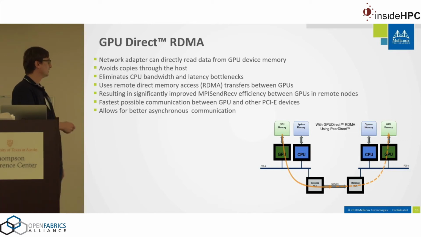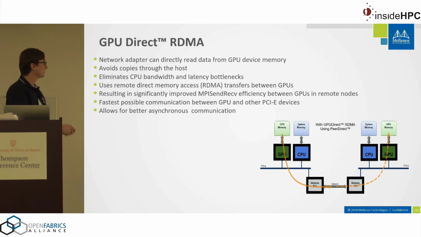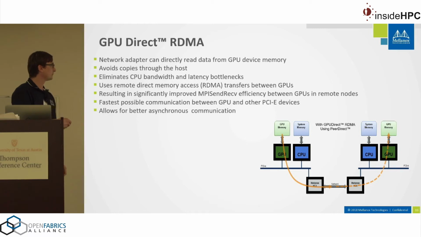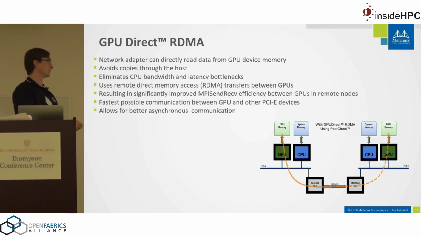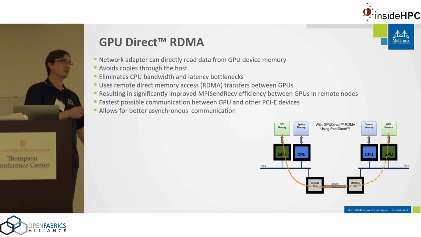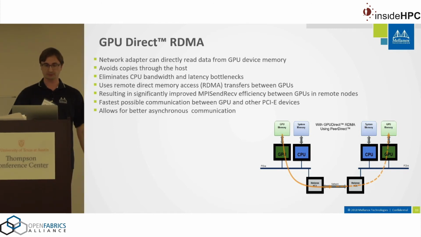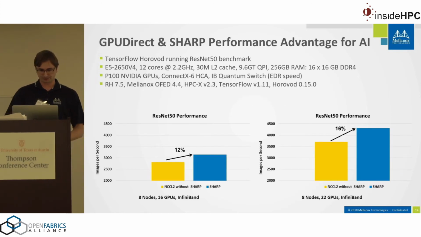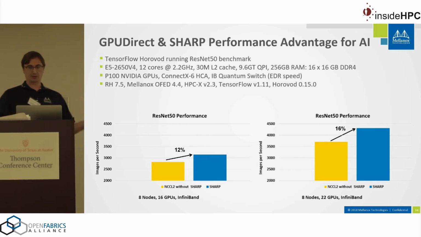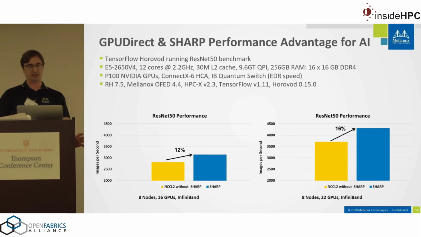With this technology, you completely eliminate the CPU bandwidth and latency bottlenecks. You avoid copies through the host, and you use RDMA to transfer between GPUs. And the difference here becomes really staggering. It's really the fastest possible communication between the GPU and other PCIe devices, and it also allows for better asynchronous communication. Because Sharp supports GPUDirect RDMA, we can directly read GPU device memory and push the data to the remote GPU device.